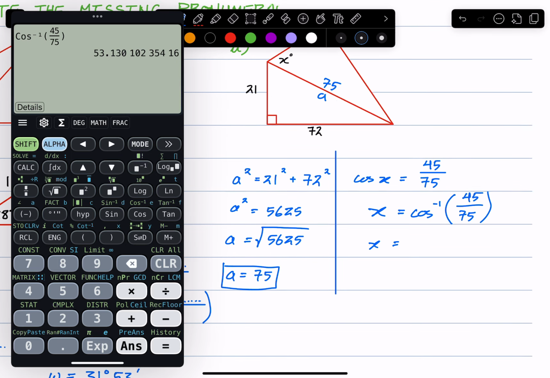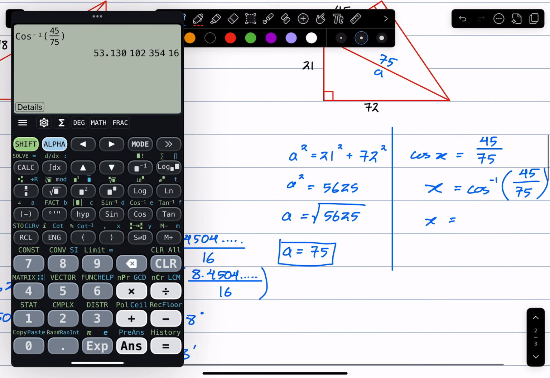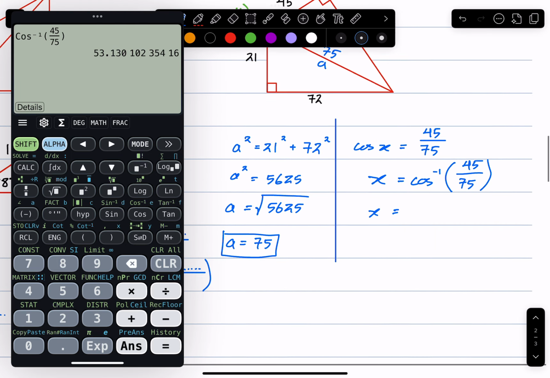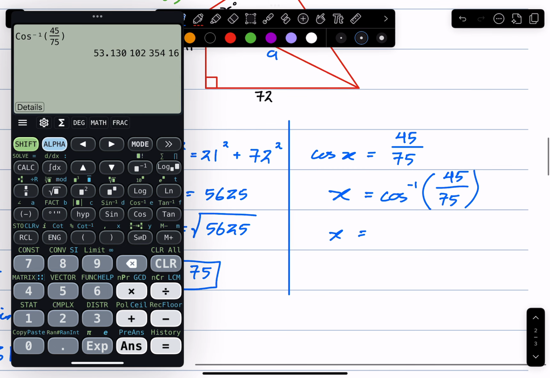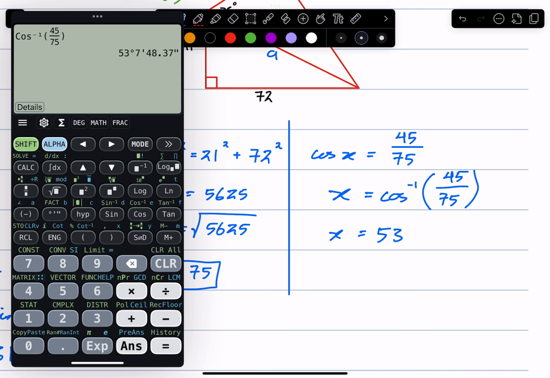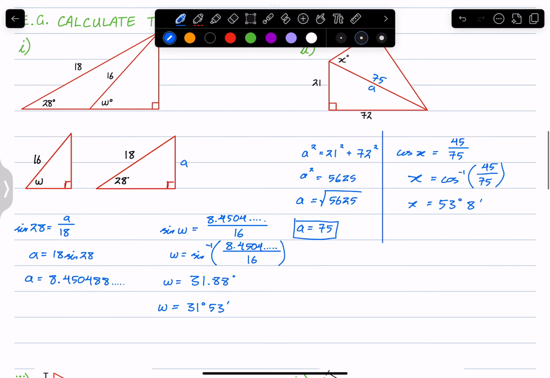So inverse cos of 45 over 75 gives us 53.13 degrees, but we want this in the nearest minutes. This is going to be 53 degrees and 8 minutes, rounding to the nearest minutes. All right, so let's box that so we can solve the final problem.